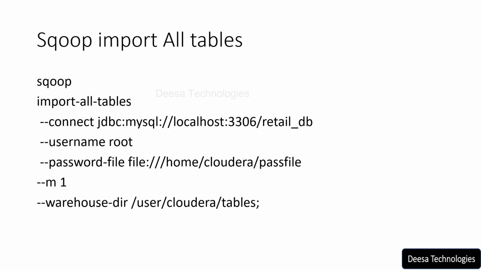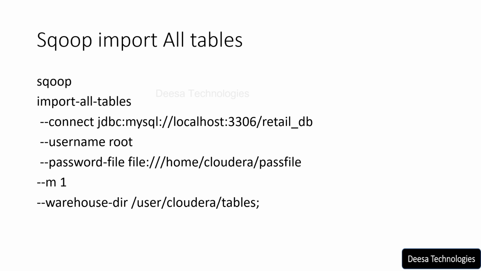So this is the command for importing all the tables. If you see here, there are only two changes. The first change is here where we are saying import all tables instead of just import. If you say Sqoop import, that means you want to import only the particular table that you mentioned, but here we are saying Sqoop import all tables. You are importing all the tables.